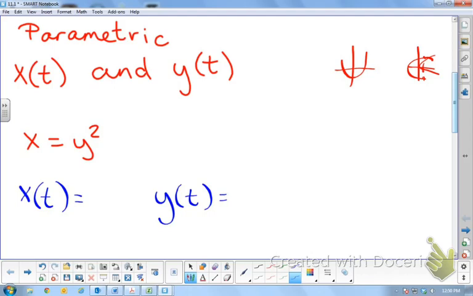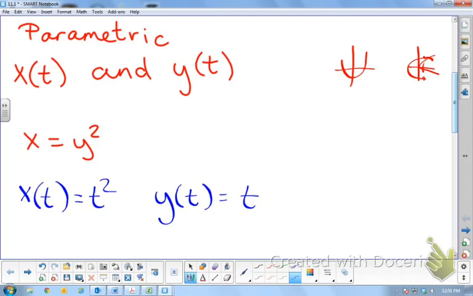So what's the more complicated piece of this? Y squared. I'm going to replace the letter y with t. I'm going to say y of t is t. I'm defining y to equal t. Well, what would that mean for x of t? It's t squared. So now each of these would be considered a function on its own. Together they would still make the picture you see up there.